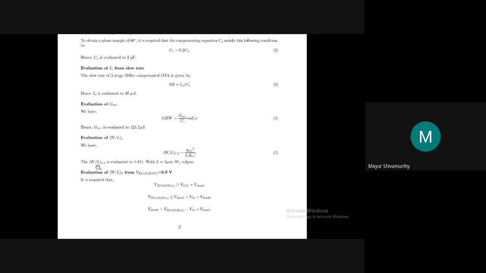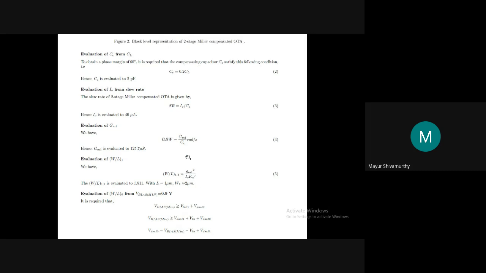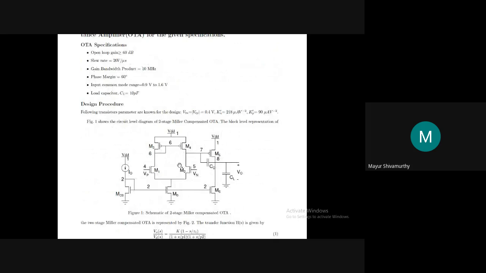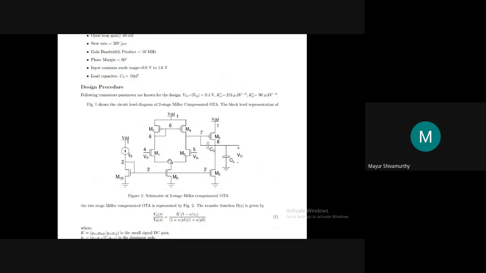So this is the aspect ratio we want to get this particular GM1 for a given current I naught of 40 microamperes. So with L equal to 1 micrometer, I'll approximate that my W1 is 2 micrometers. This is for the first cut design, because once you simulate this, again you have to adjust this W by L ratio. Fine.